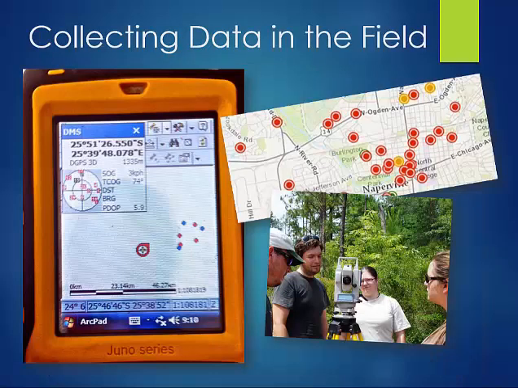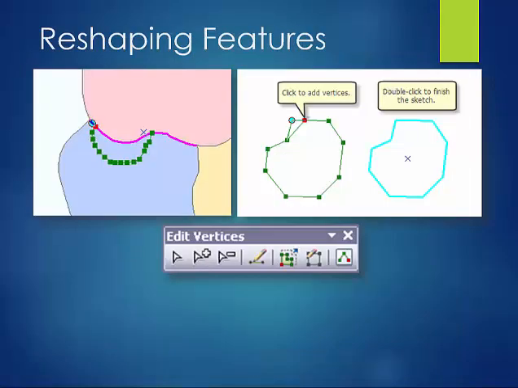Some GIS data is directly captured in the field using a global positioning system or GPS. GPS units calculate their position using signals from satellites and sometimes base stations. They vary in capability and accuracy and can be connected to handheld computers, laptops, or tablet PCs to record both features and attributes in the field. Once you have created features, you can also edit their shapes with the tools on the editor toolbar.